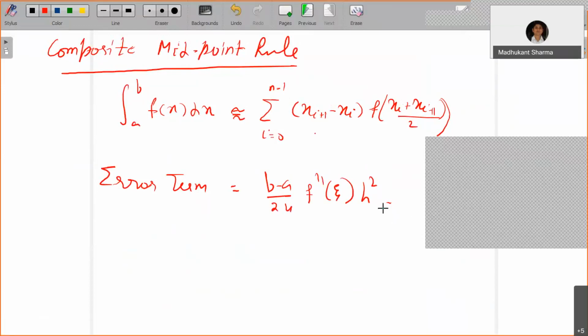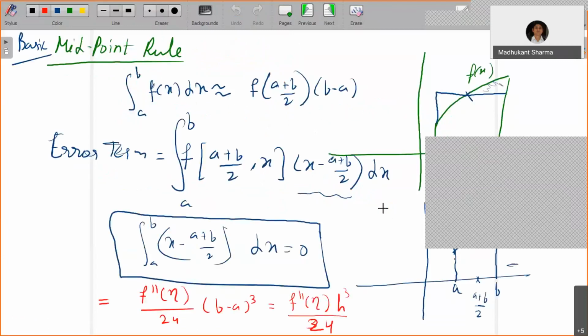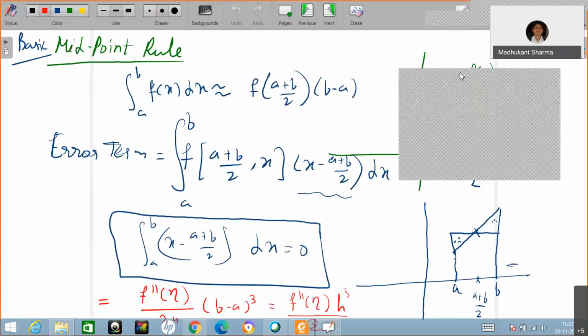Previous page, here. Yeah, Prithvi. Because you have only the interval a to b now, h is the length of each subinterval. The only interval you are using is a to b, so h equals b minus a. Okay, right. Okay, thank you.